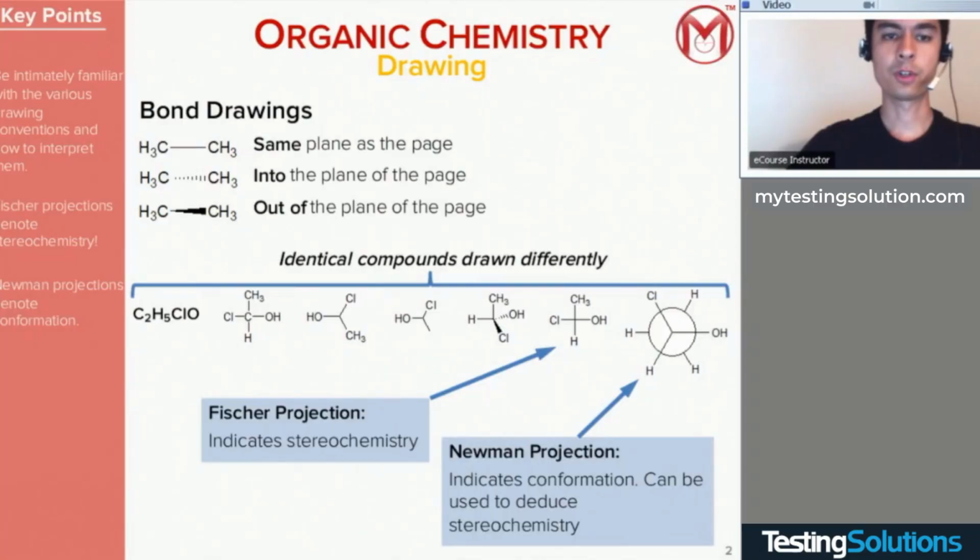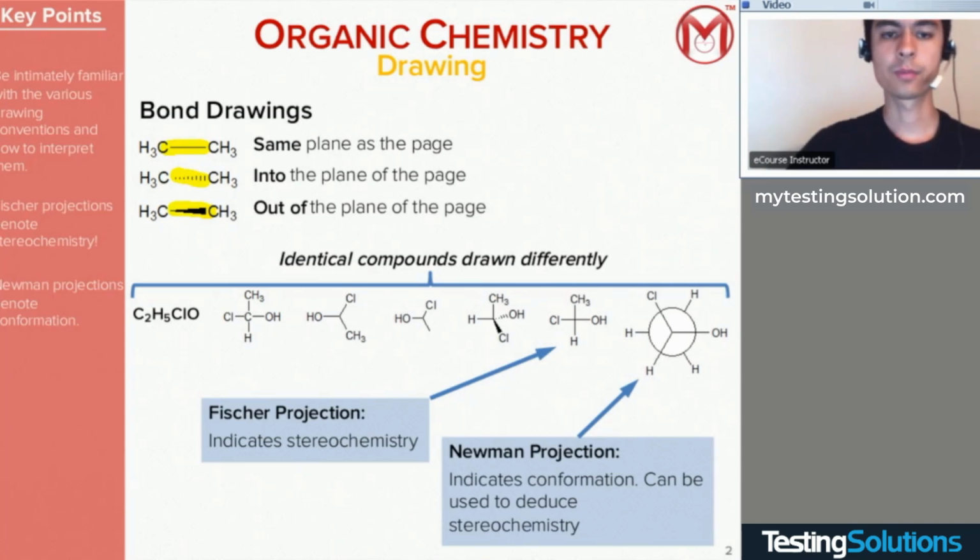So first is drawing. So we'll see the Lewis structure being drawn and depicting molecular formulas, but that's not necessarily the only thing that we'll see. At a very basic level, when we see a bond drawn as a straight line like this, it is representing a bond on the same plane of the page. This dashed line indicates a bond drawn into the page, and this triangle indicates a bond coming out of the plane of the page.